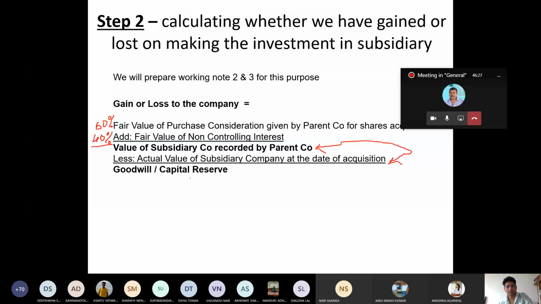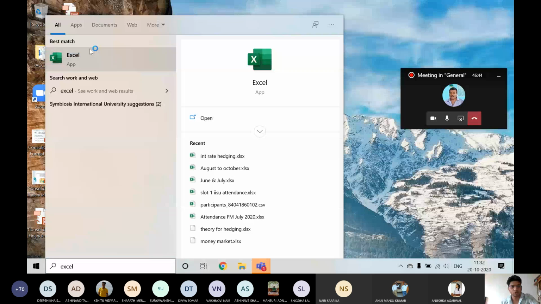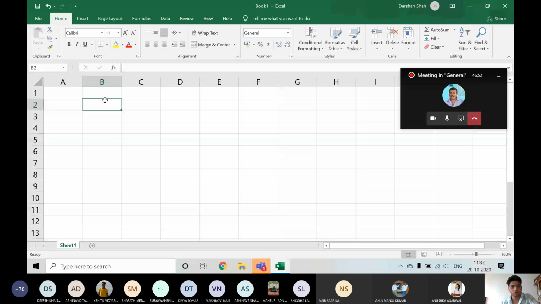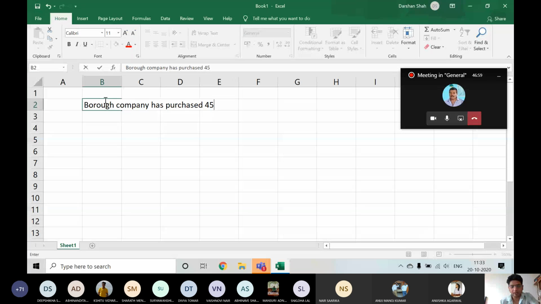Let me open an Excel sheet. We are just talking about parent company and subsidiary company. So Burrow company has purchased 45,000 shares out of 75,000 shares of High company for $100,000.